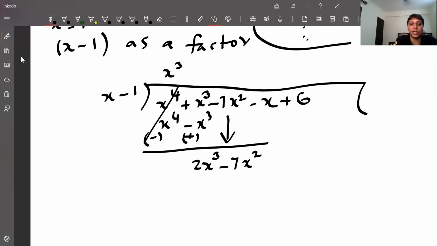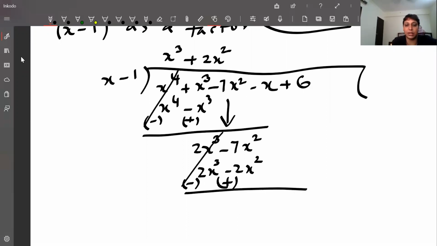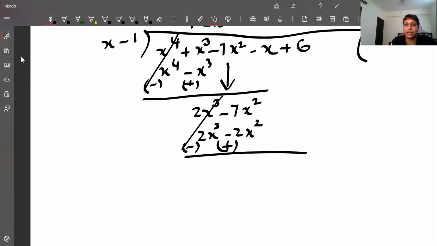Okay, so with what I need to multiply? With plus 2x squared. So when you multiply x with 2x squared, you're getting 2x cube. Now coming to the next term, it is minus 2x squared. And since we are subtracting, we'll be changing the signs. Okay, so this will get crossed. The x cube terms are getting crossed, and you're getting minus 5x squared. We need to bring minus x down.